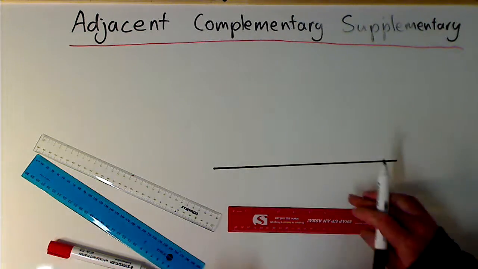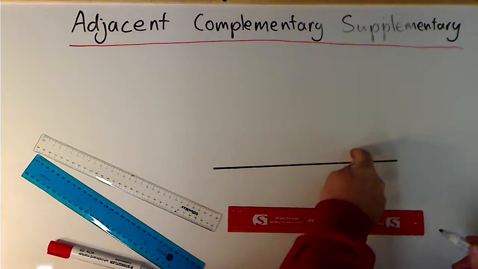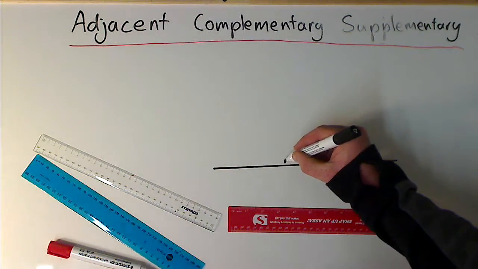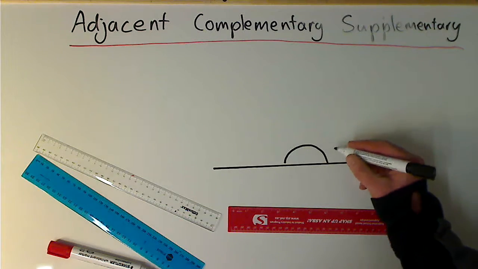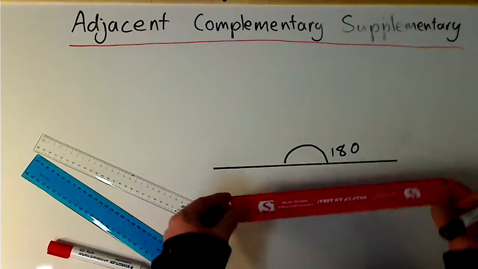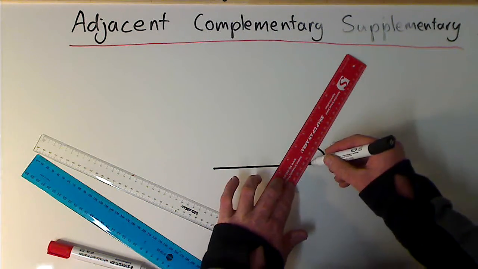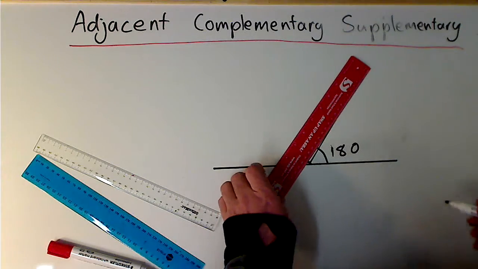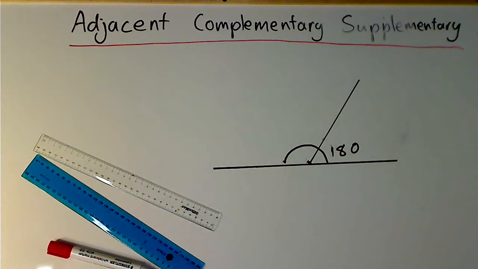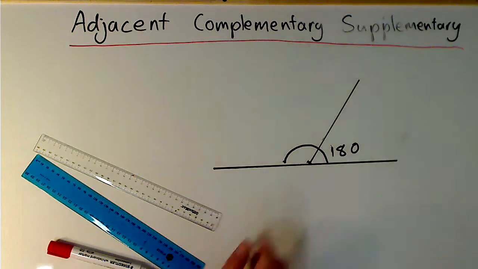So that's a straight line. Do you remember what the angle of a straight line was? Well, it's 180, isn't it? Yeah, perfect. So this is a straight line, and that's 180 degrees. Now what I'm going to do is, at a random point, chop it into two angles. So this is one angle, and this is another angle.